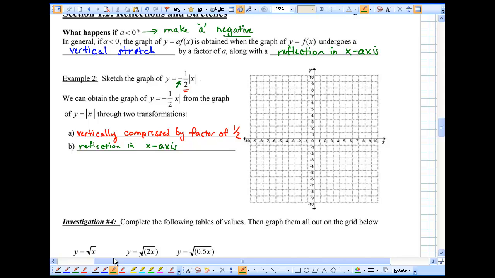So I'm going to ask you to graph out the original function y equals f of x. That's pretty straightforward. That's that V-shaped graph. And then now I'm going to ask you to sketch out the graph of y equals negative 1/2 absolute value of x. I'm going to do it in 2 steps, where I'm going to vertically compress it first by a factor of a half.